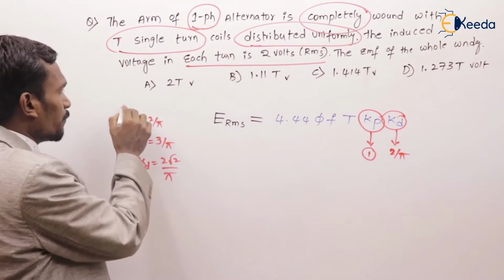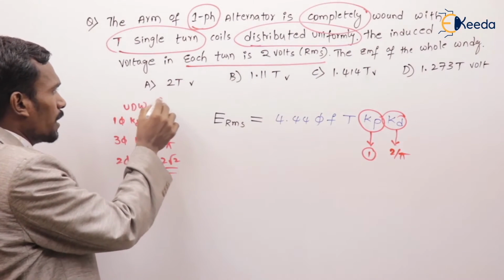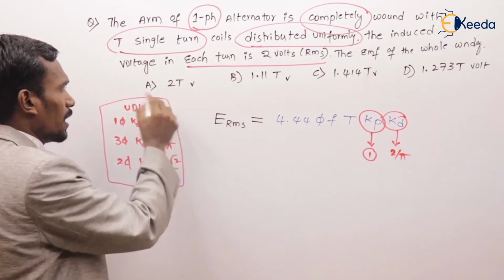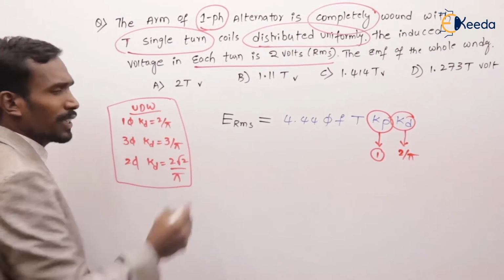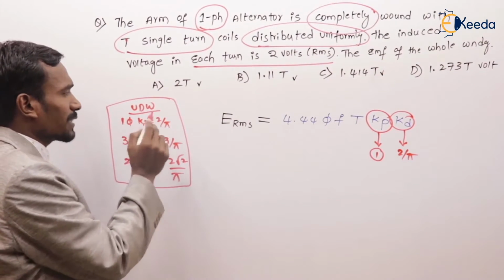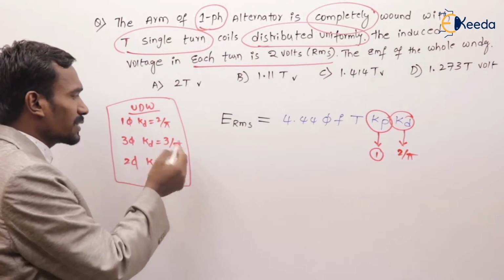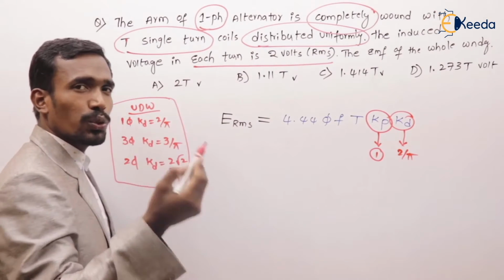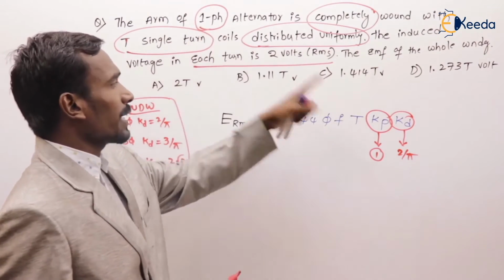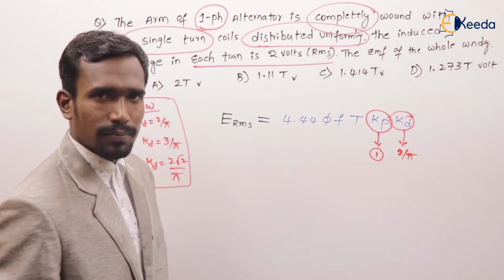So, for uniformly distributed winding, you have to remember these values. For uniformly distributed winding, for single phase KD is 2 by pi, for 3 phase 3 by pi, for 2 phase 2 root 2 by pi, but they have given single phase, that's why 2 by pi.